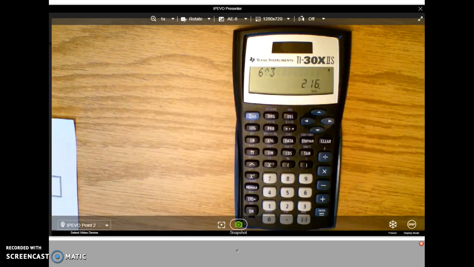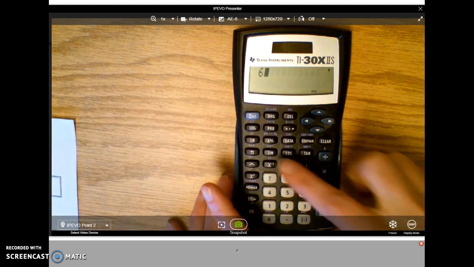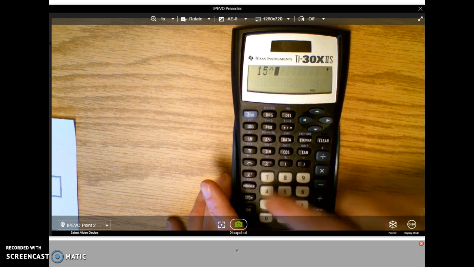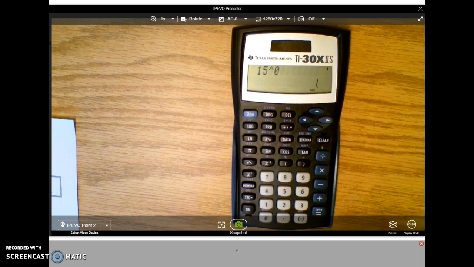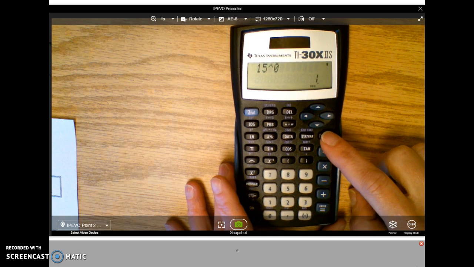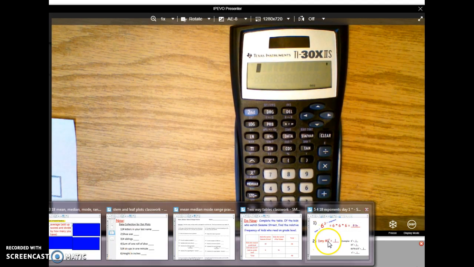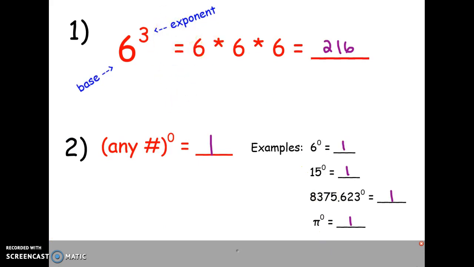And if you'd like to verify that on your calculator, remember we said 6 to the 0 power gave us 1, 15 to the 0 power, and so forth. So one of the good things is we can check on our calculator that anything to the 0 power has a value of 1. So those are the two things I wanted to review.